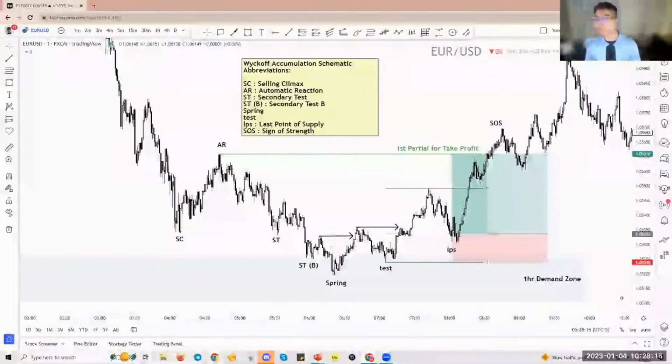All right. Any questions so far, or is it too complicated for you guys? You need me to slow down, you need me to explain, do let me know. So this is the entire accumulation schematic.